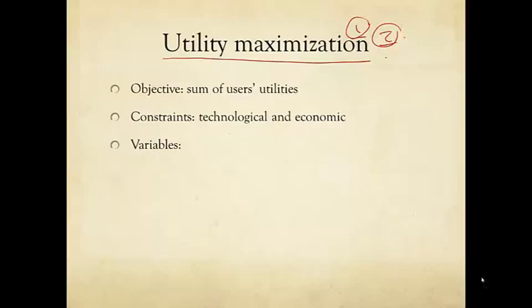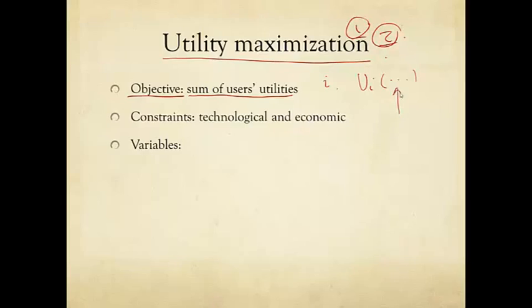What is the utility maximization problem? It's an optimization problem. We have an objective function, which is the sum of everybody's utility function. For each user i, we have a utility function u sub i, which depends on some arguments.